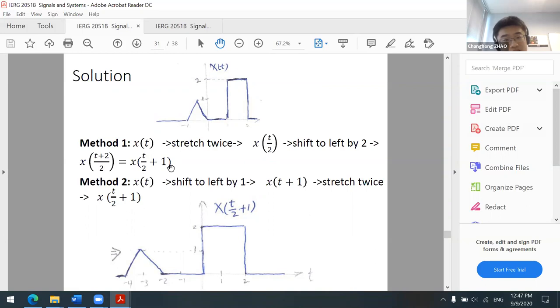The second method is to first shift x of t to the left by 1 unit. Then we get x of t plus 1. And then we stretch it twice. When stretching it, we are only changing t to t divided by 2, but plus 1 is copied down without any change. So we also get x of t divided by 2 plus 1. And this should have the same result, which is here.